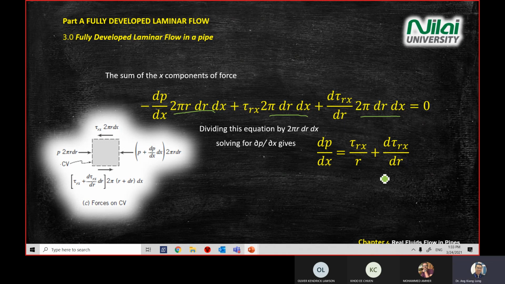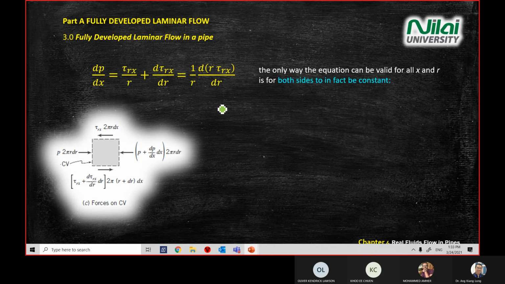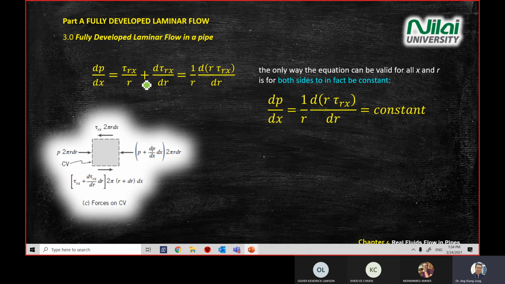You just rewrite the mathematics model. And you can rewrite this one in this term: dp over dx equal to 1 over r times d(r shear) divided by dr. Okay, this is just a mathematical rewrite of the equation over here. Then after that, you continue with the calculation.